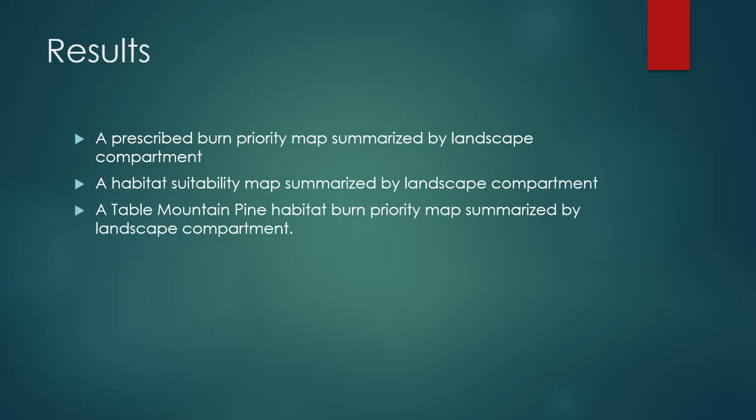The results of these analyses were several different maps. The first analysis resulted in a prescribed burn priority map summarized by landscape compartment. The second analysis resulted in a habitat suitability map, and the third analysis resulted in a Table Mountain Pine habitat burn priority map. Each of these maps can be used to better understand where Table Mountain Pine could be located and where future projects could occur to restore Table Mountain Pine to its natural habitat.